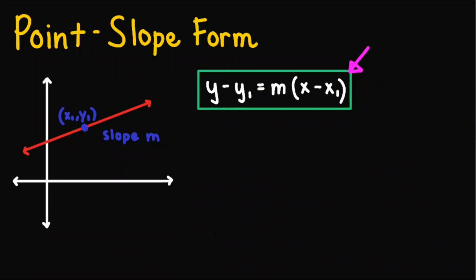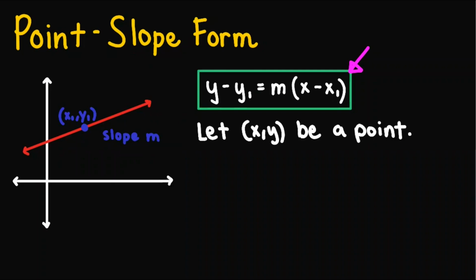So to show this, first we let xy be a point. More specifically, we let xy be a point on the given line. So say this one is xy, and since we just let it be a point, then we know that xy is arbitrary, which means that x and y can take any values.